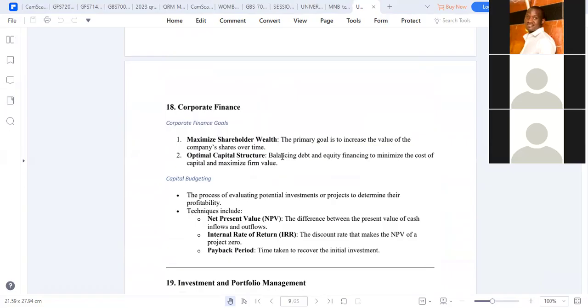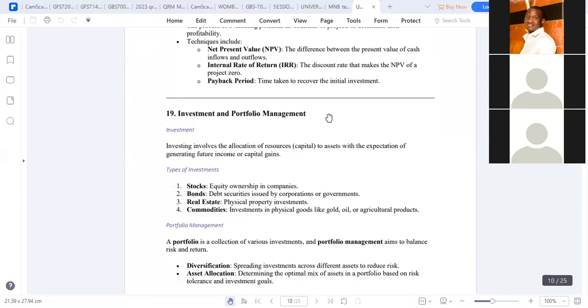So capital budgeting is a process that is used to evaluate the potential investments or projects that determine profitability. So we have net present value, which is the difference between the present cash flows and the outflows. Then IRR is a discount rate that makes NPV zero. Payback period looks at the period within which you are going to recover your initial investment.